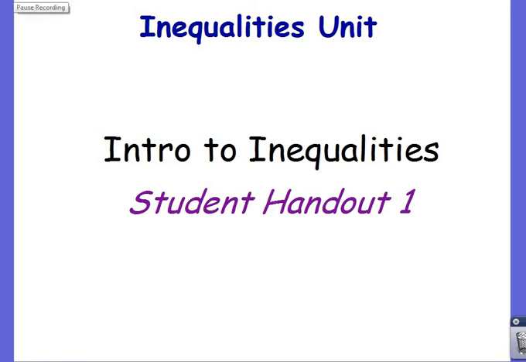All right, our new unit is the Inequalities unit. We should be looking at student handout 1. Before we start, you have seen inequalities before. You have seen inequalities already in elementary school. Does anybody remember what inequalities look like?